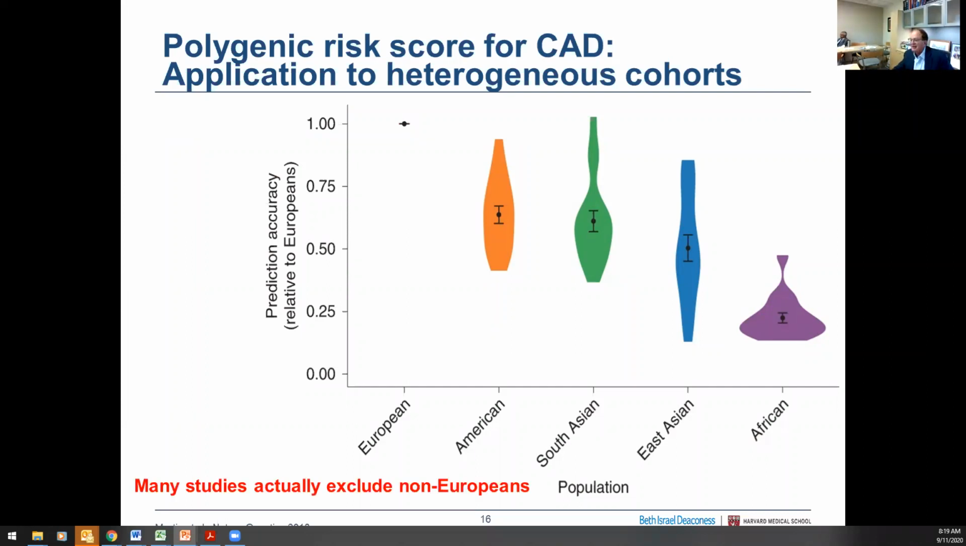And in fact, as Dan Katz reminded me during a call a couple days ago, many of these studies actually excluded non-Europeans, right? And so I think you're going to see, as we present some of our own data, how well poised we are to explore these important questions, okay?